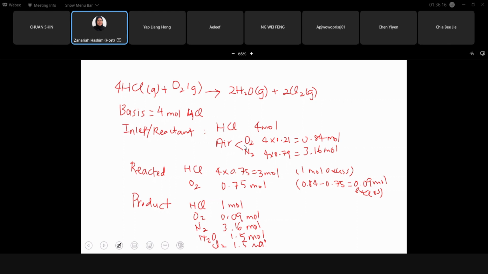Okay, up to here any questions? Up to this point, can you all understand how we do the calculation? Okay, first you need to make sure your mole number is correct. So you have to know what is the mole for the reactant or inlet, and then how many reacted, and then from there your product stream. The mole number of the product stream, you have to list out everything first. Okay, alright. So next.